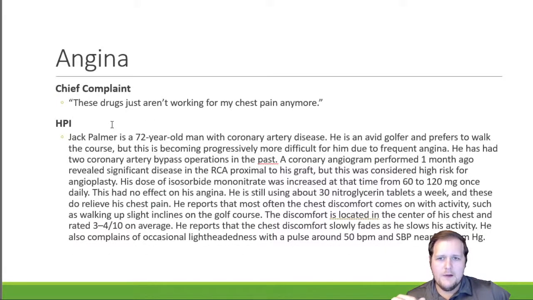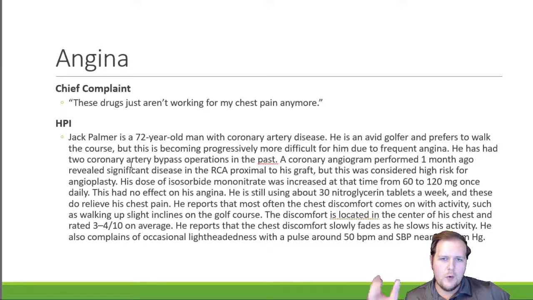Okay, so let's talk about an anginal case here. We have a patient saying these drugs just aren't working for my chest pain anymore. Jack Palmer is a 72-year-old gentleman with coronary artery disease. He's an avid golfer and prefers to walk the course, but it's becoming more difficult for him nowadays. Having all these chest pains is slowing him down.